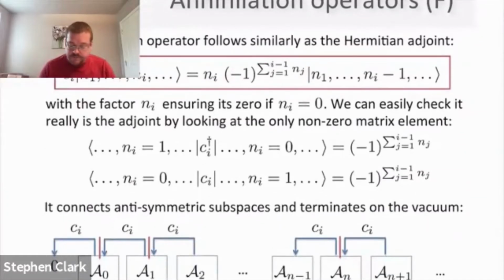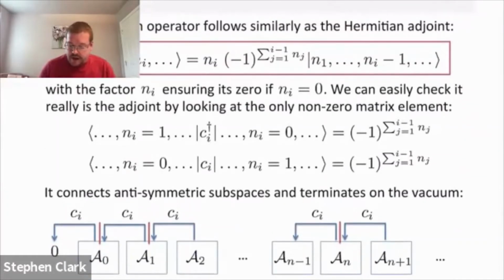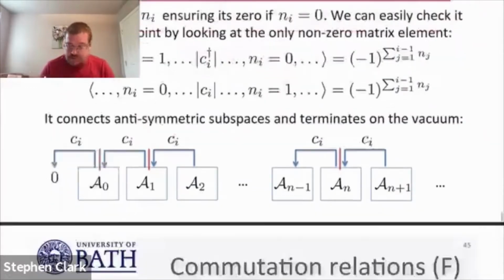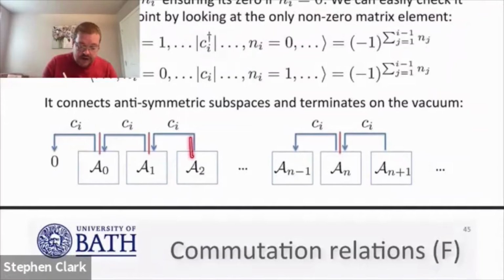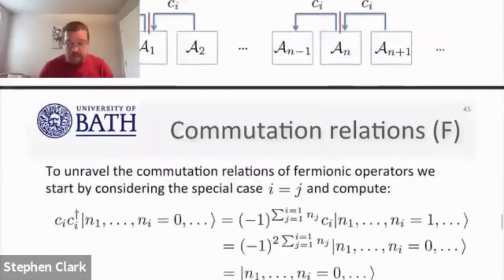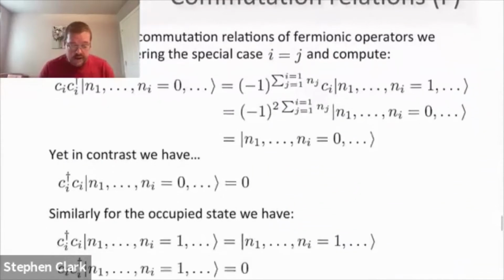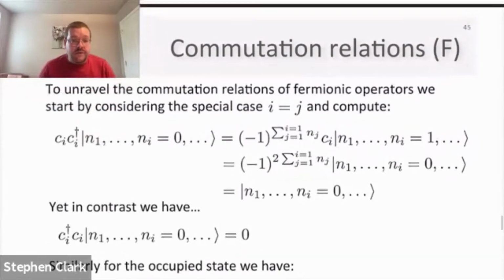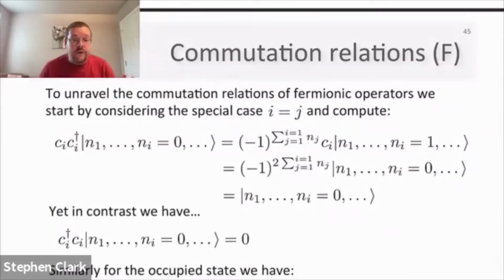Good. And you can check that they are in fact the adjoints of one another, which is what they should be, just by looking at the matrix elements. So the definition I gave you is mathematically correct. And annihilation operators, of course, lower you down this ladder of different spaces. Okay, so now we need to work out what properties these operators have that I've just defined.